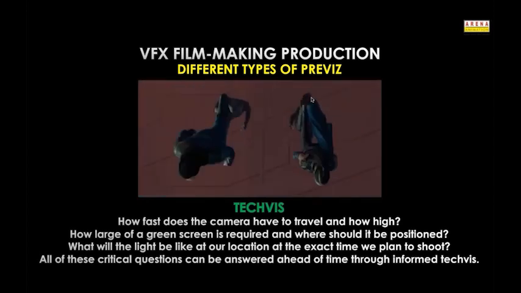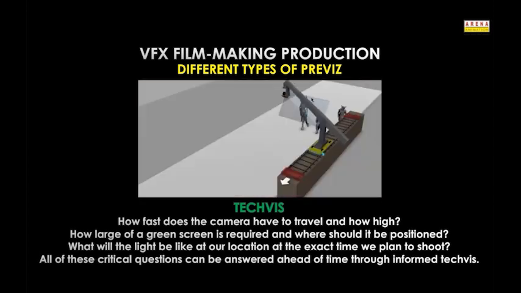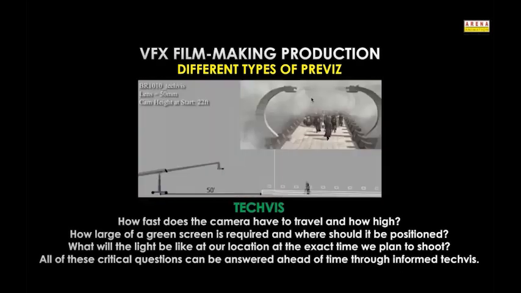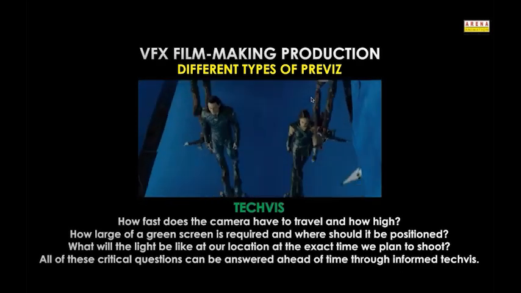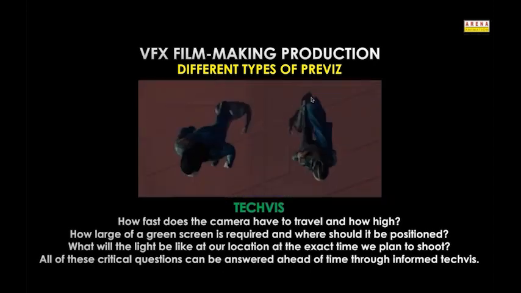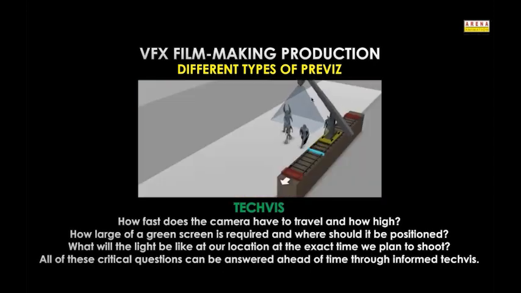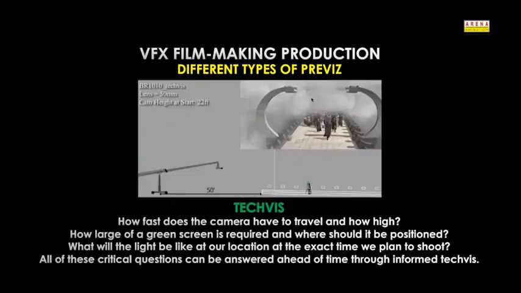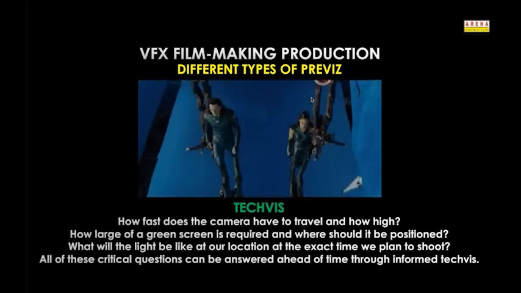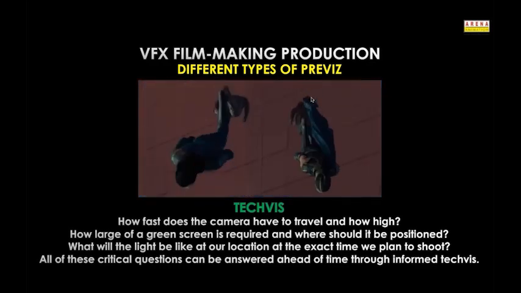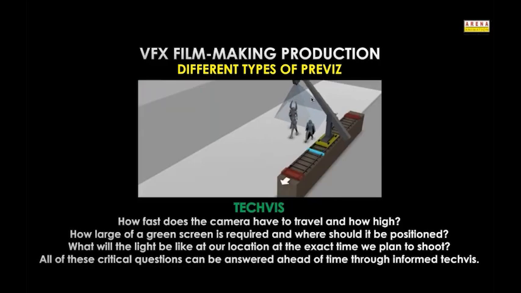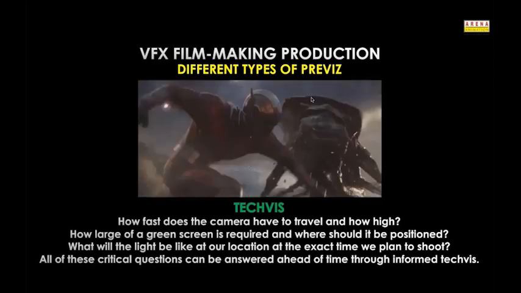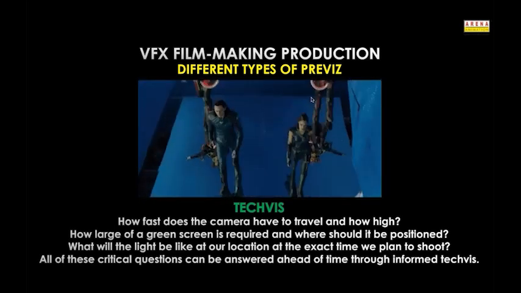So tech viz is actually the technical requirement of a production shoot, which is pre-visualized and shown to the production head, the VFX supervisors, and directors. All these are critical questions which need to be answered before production happens, because it saves a lot of time and cost if something is wrong or something extra has been visualized which does not work on shoot. So this is purely from a VFX previz part.